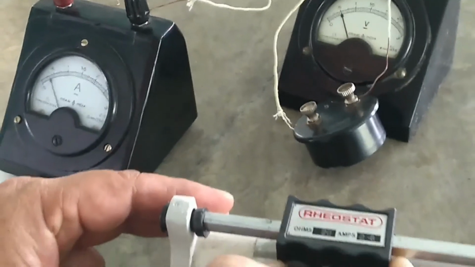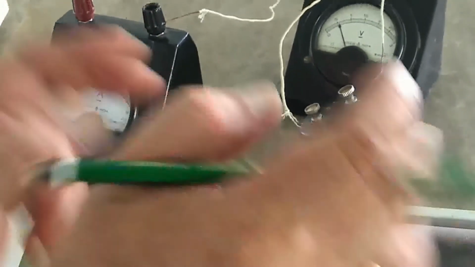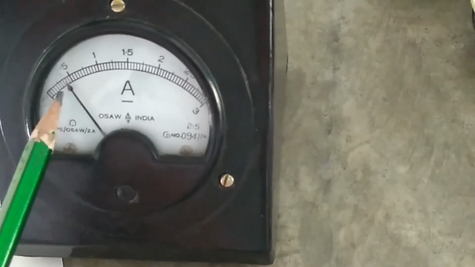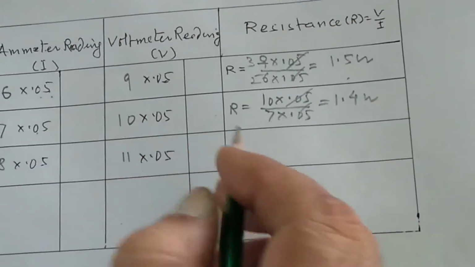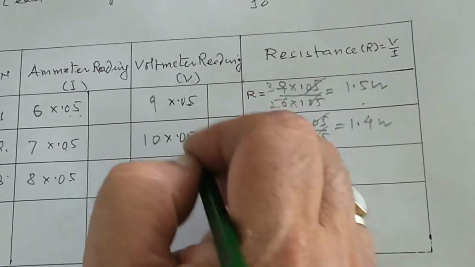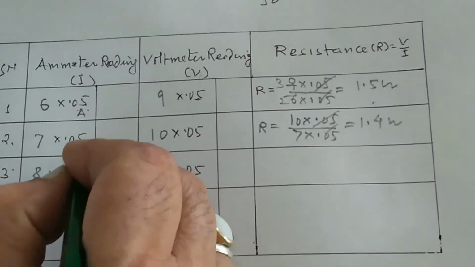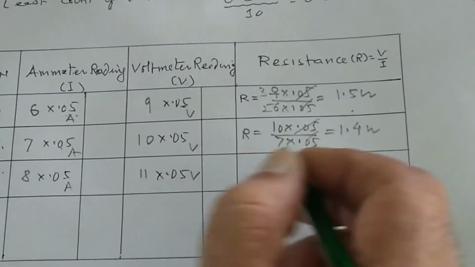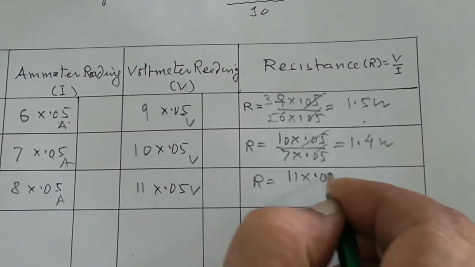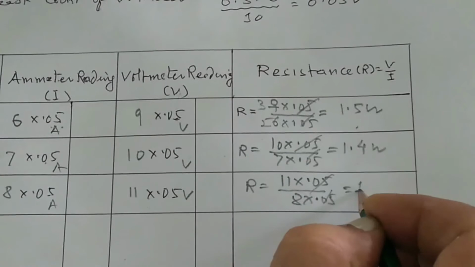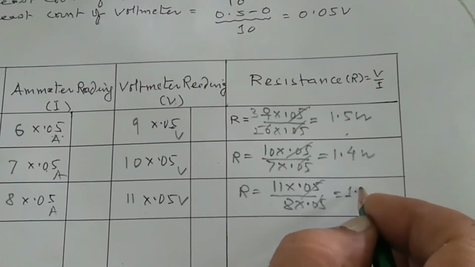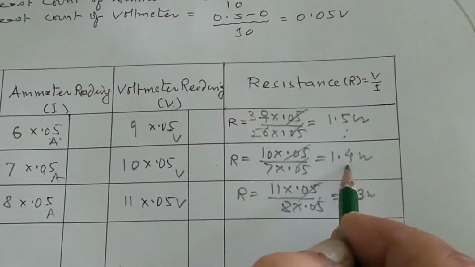Now the third reading, again we have to move the slider. By changing the position of the slider, I am bringing it to the 8th division. The ammeter needle is on the 8th division and the voltmeter, after 10, is on 11. Right, now I am going to switch it off. It is on 8 and it is on 11. So 11 into 0.05. These values are in ampere and these values are in volt. Here R will be 11 into 0.05 upon 8 into 0.05, cancel, 11 upon 8 means 1.3 ohm. So 1.5, 1.4, 1.3.